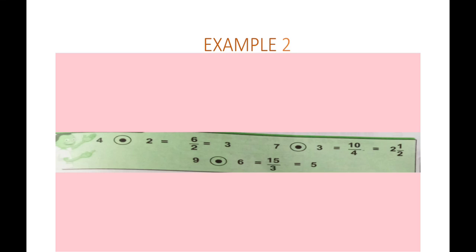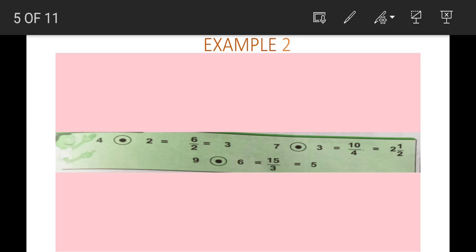Example 2. Study this example carefully. Here is the secret. 4 plus 2 is 6. That is 6 at the numerator. We are using this very first example now. Let me highlight it. Let me circle it. Let's work with this example.